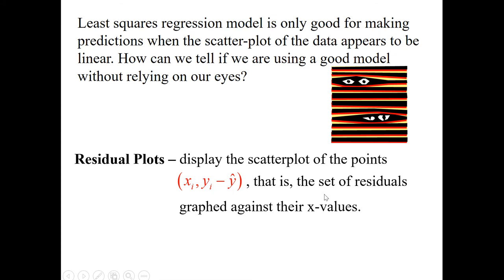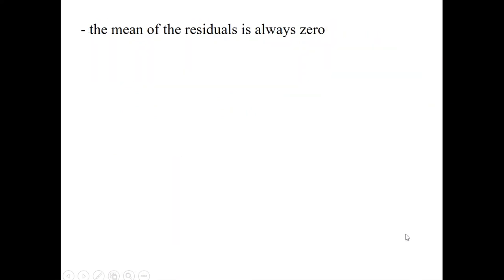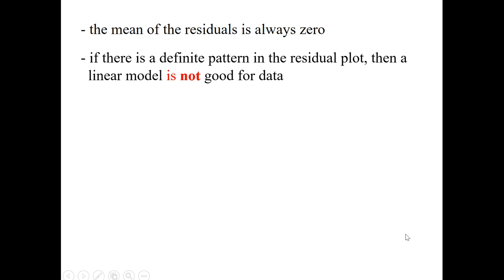So basically what we're doing is we're saying, how big of an error do we have when x is equal to 1? How big of an error do we have when x is equal to 2? And so we're plotting those errors, those residuals, against our x values. So we're saying what is the error at each one of those spots. And that's called a residual plot. Now, the mean of the residuals is always going to be equal to 0.